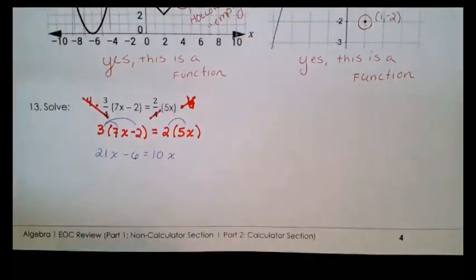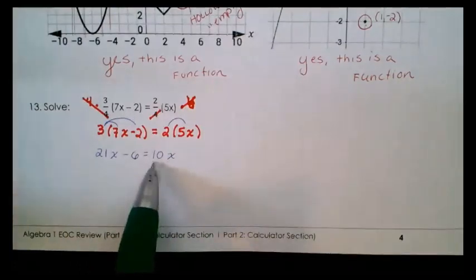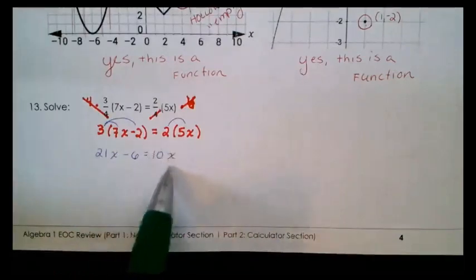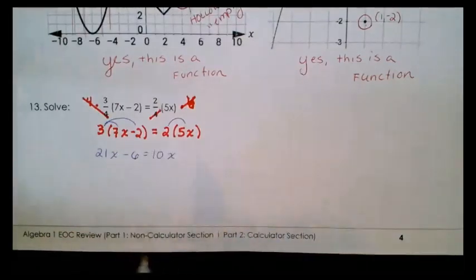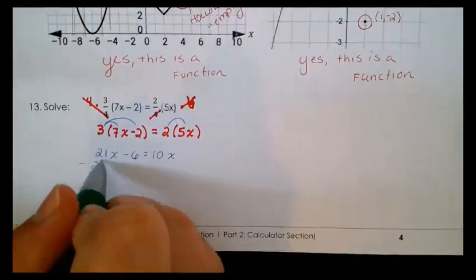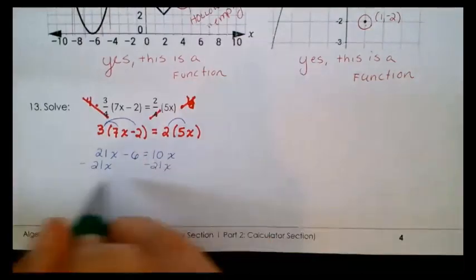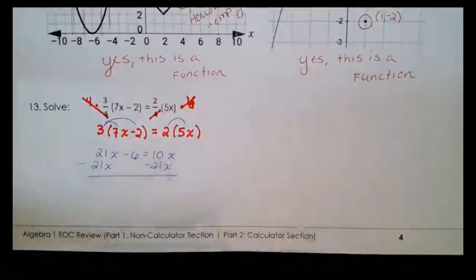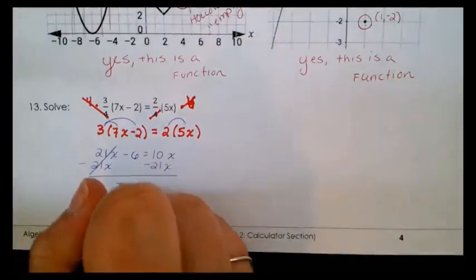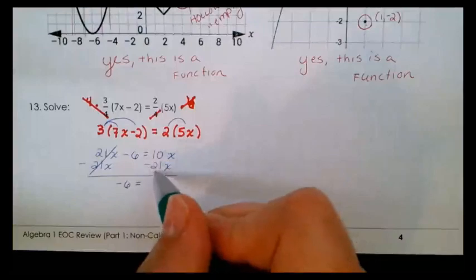Now, I usually at this step would want to bring the 10x, which is my smaller x term, over to the left. However, since the x is pretty isolated on the right, I'm going to do something different this time. I'm going to subtract 21x from both sides. It's going to make the 21x's cancel on the left. We'll be left with negative 6 equals 10 minus 21.